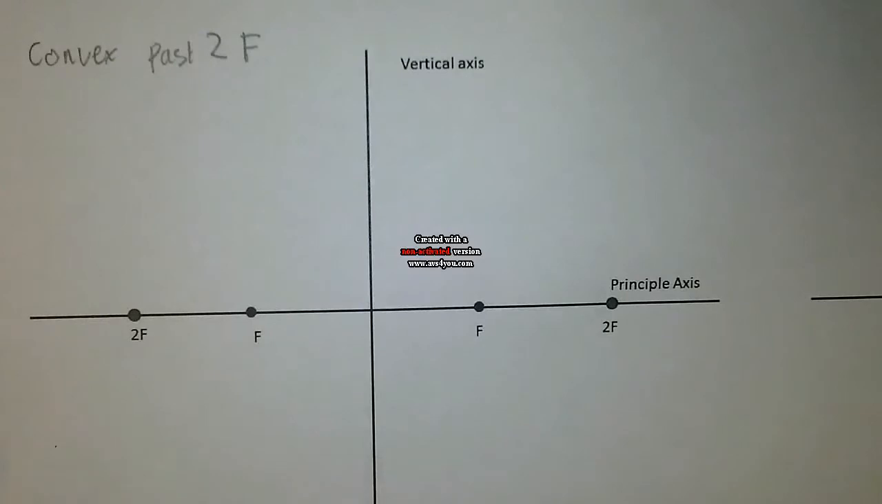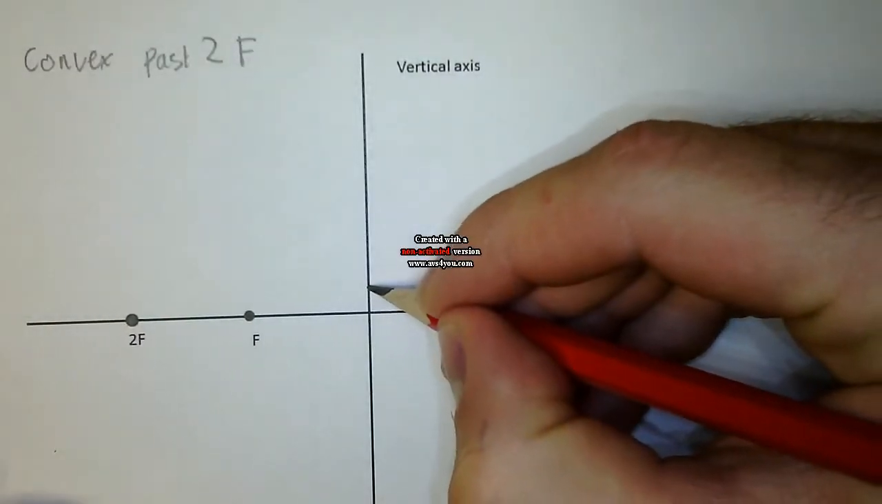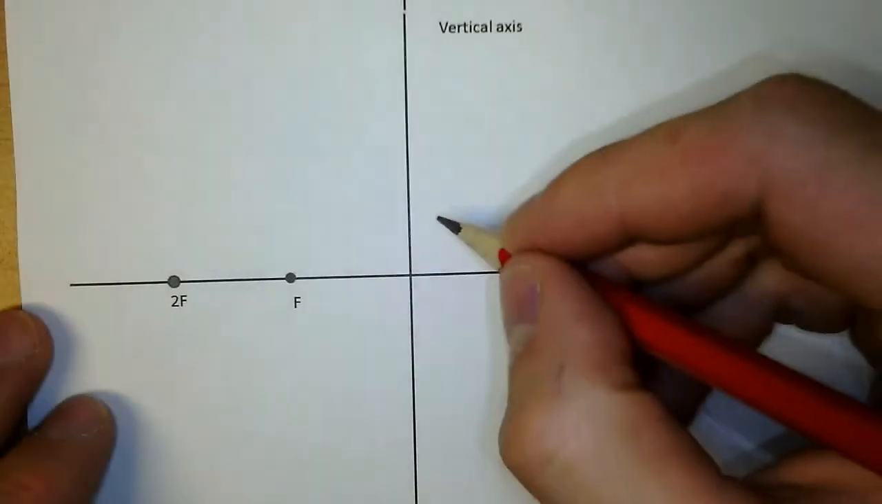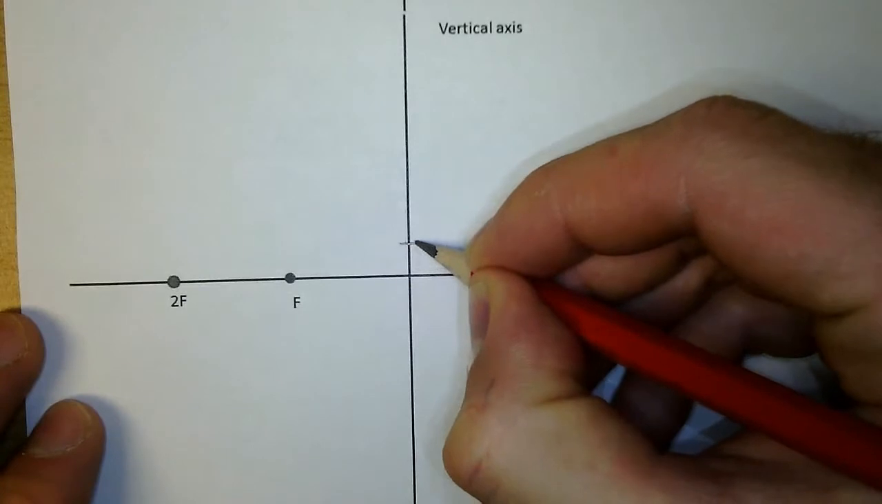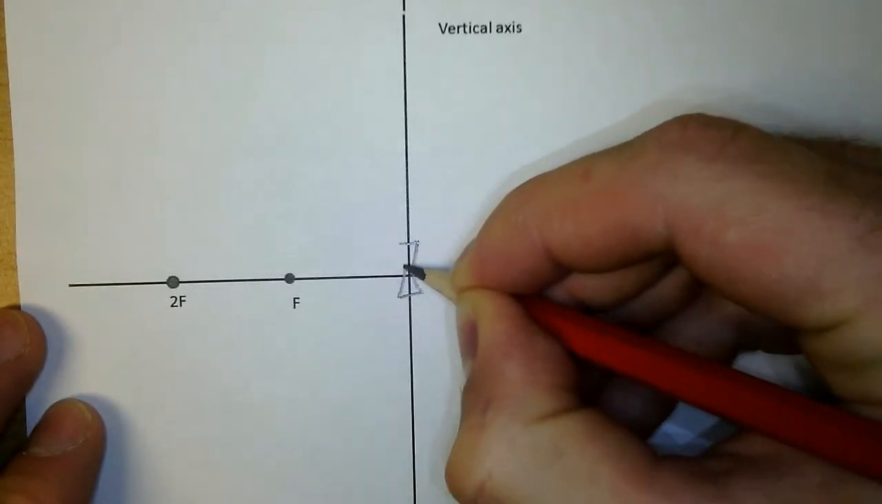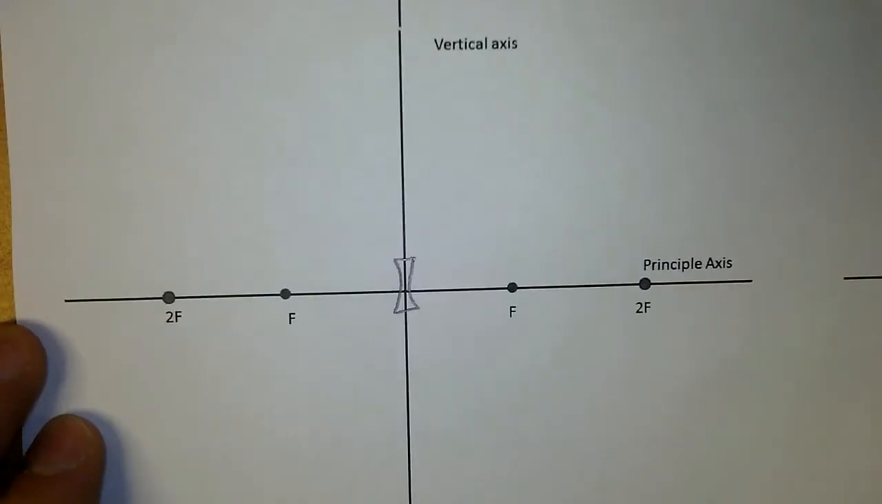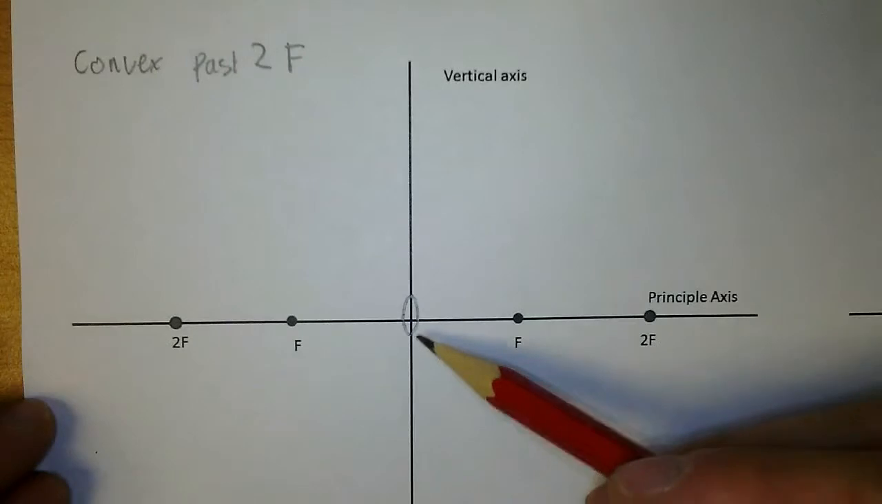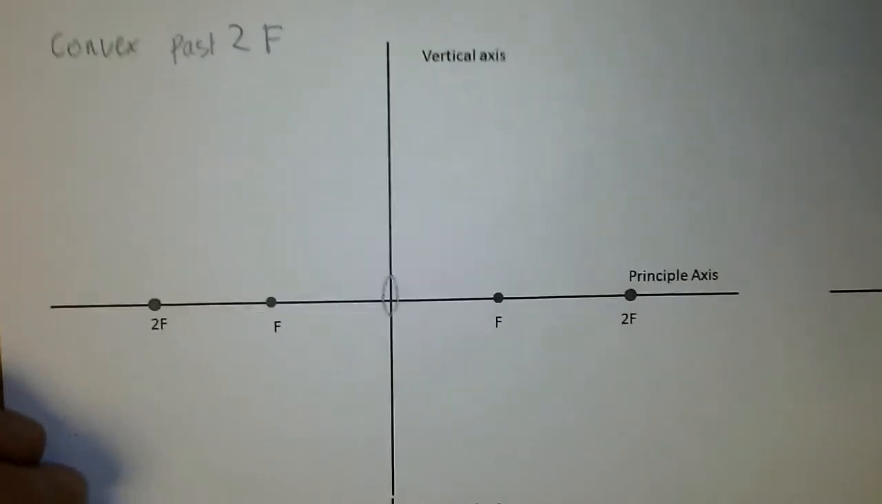First off, because it's a convex lens, I'm going to quickly draw in the middle to remind myself that it is a convex lens, as opposed to this bottom one, where we're going to do a concave lens, which is going to look like that. You just put those in the middle to show which type of lens it is. If you do this on an exam, that might already be drawn for you, and that'll tell you you're going to draw a convex lens.